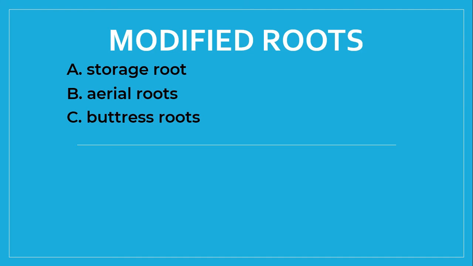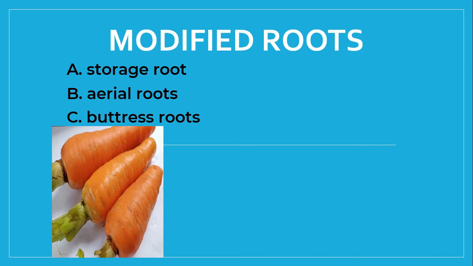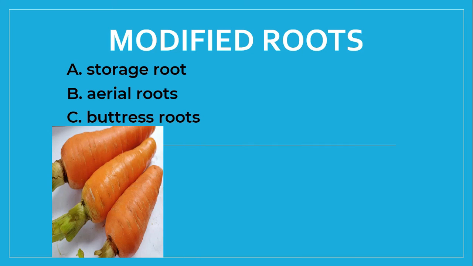Ngayon, pumunta naman tayo doon sa tinatawag natin na modified roots. Una na dyan yung storage roots that provide storage. For example, yung mga carrots, radish, and sweet potato. The next, we have what we call the aerial roots that provide attachment and support.